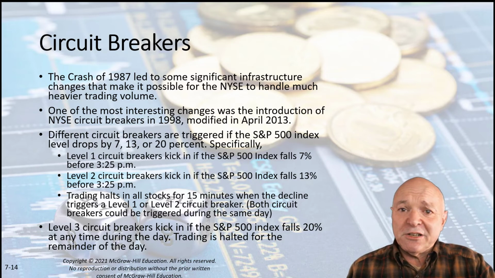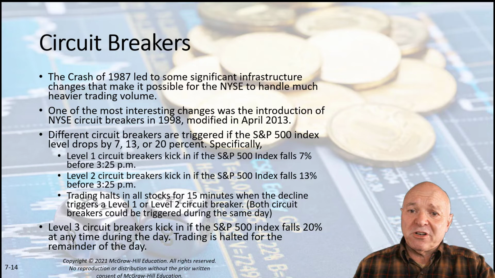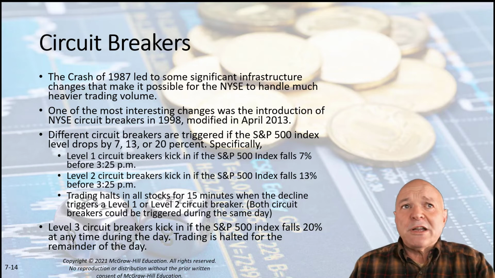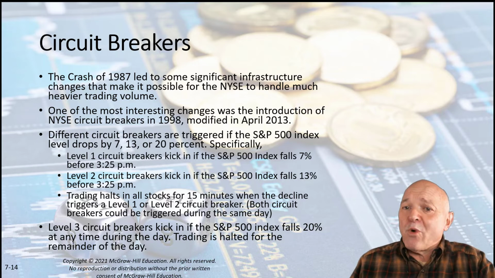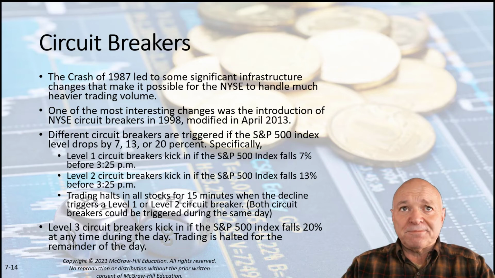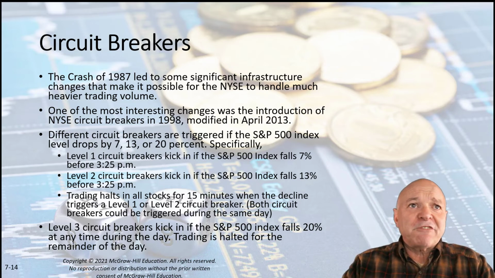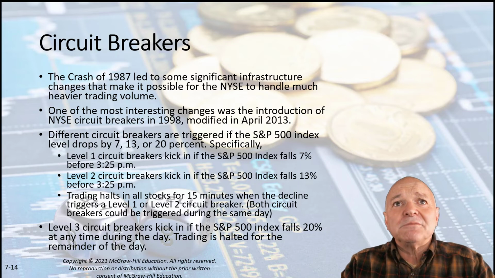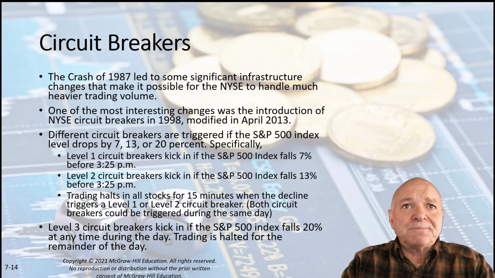Circuit breakers are essentially triggered when the market falls by a certain level, 7, 13, or 20%. We have level 1, 2, and 3 circuit breakers. Level 1 and 2 circuit breakers kick in and stop the market for 15 minutes if they're triggered. If the market falls by 7% during the trading day, then there'll be a 15-minute break. If it falls by 13% during the day, it'll also call a halt for another 15 minutes. And you could actually have both triggers happening at the same time.